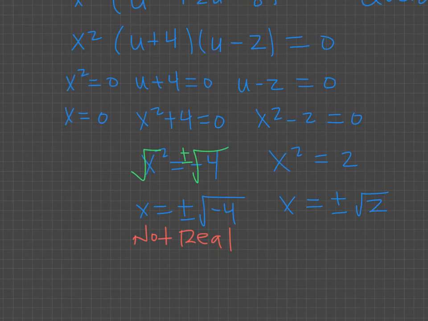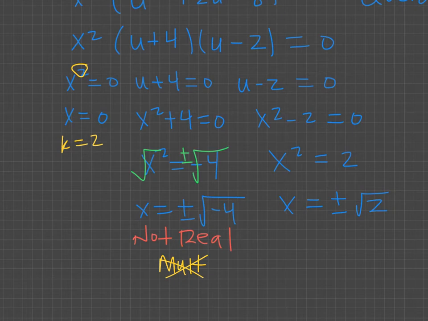The exponent on the factor that x equal to 0 came from was 2, so that has multiplicity of 2. We don't really talk about multiplicity for not real zeros, so you can just ignore that.